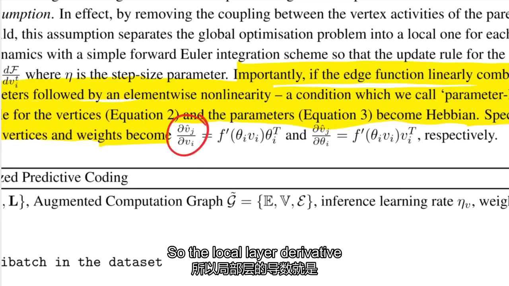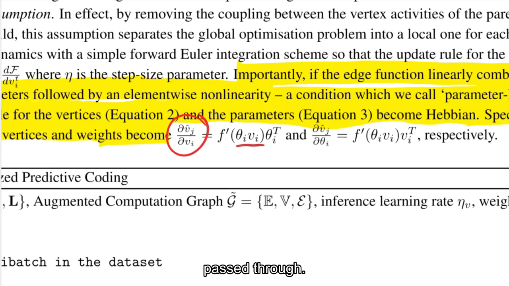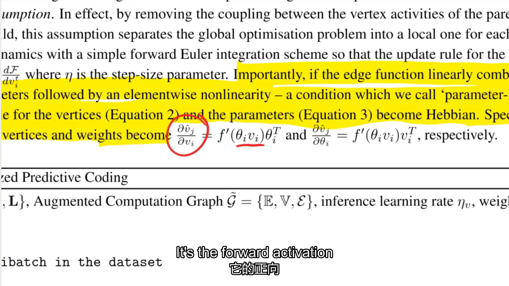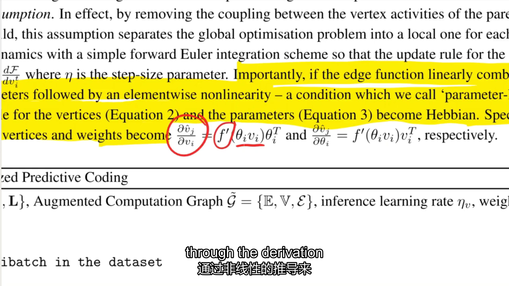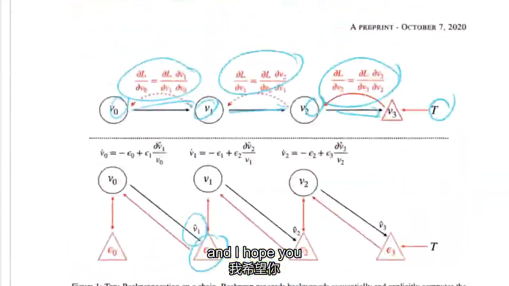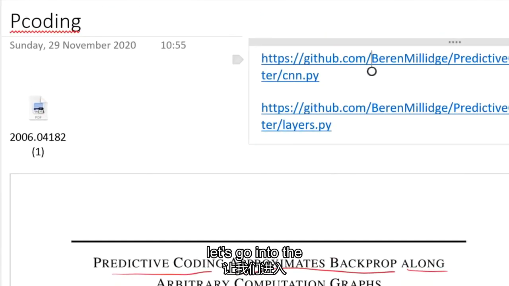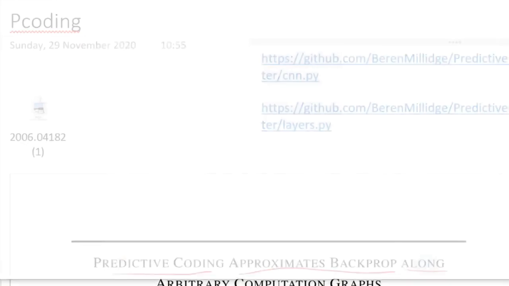So the local layer derivative is simply going to be your forward activations passed through, and this is a bit weird. It's the forward activations passed through the derivative of the nonlinearity. This is the nonlinearity right here. Times, again, the weights of the forward iteration. And the update rule with respect to the parameters is very, very similar. And the reason I point this out is because now we're going to jump into the code, and I hope you can recognize this again. So first of all, let's go into the CNN.